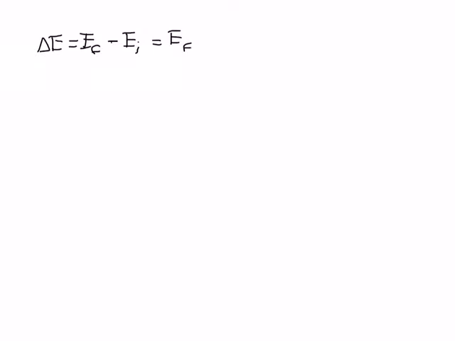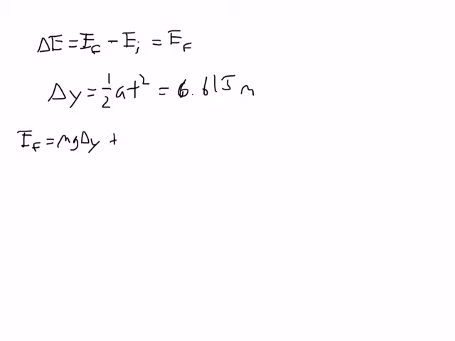So to do that, we have to figure out how high does it go. Well, it's got a constant acceleration, and it starts at rest. Right? And it's going upward for 3 seconds. So you plug those numbers in, you get that it's been raised off the ground 6.6 meters. Right? So now we can actually figure out this energy, right? Because E final is mg delta y. That's the gravitational part. That's the translational part. And that's the rotational part.